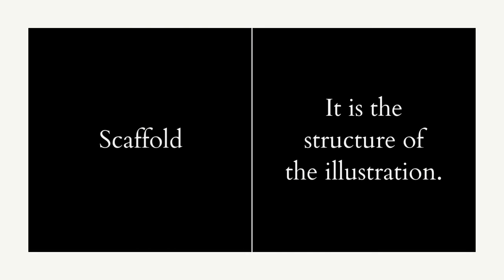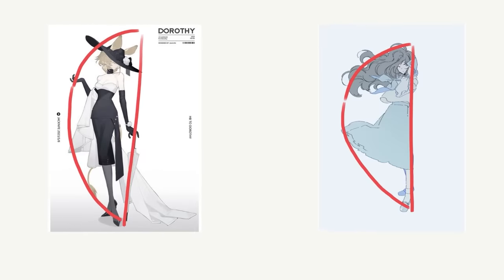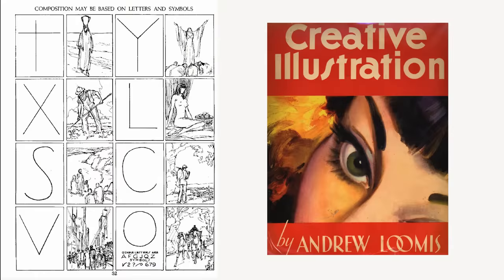Scaffold. This is the most important knowledge in composition. It is the structure of the illustration. Can you see the common point of these illustrations? It's the letter D. This is the illustration's scaffold. D is probably the most common shape, with one side being straight and the other side being curved, creating tension. There are also various other types of shapes. You can refer to this book.